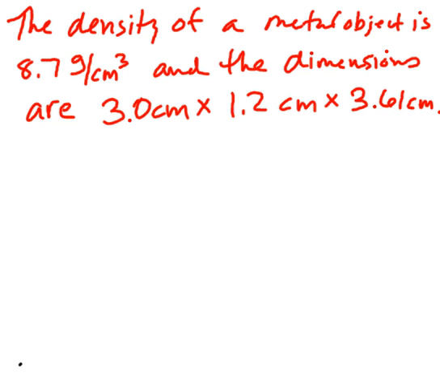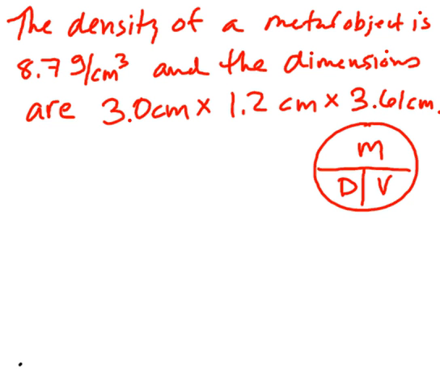All right, the density of a metal object is 8.7 grams per cubic centimeter, and the dimensions are 3 centimeters by 1.2 centimeters by 3.61 centimeters. What I'm trying to find here is going to be the volume. So I'm going to make my little circle. I know it's density, mass over volume. Well, in this case, actually, I want to find the mass, because I can use this right here to find the volume. So I'm looking for mass, which means I need to get volume times density.